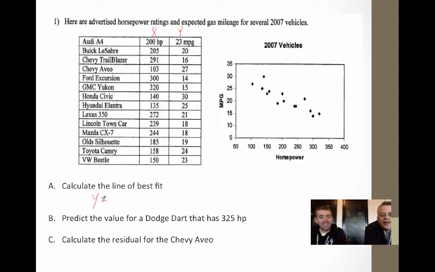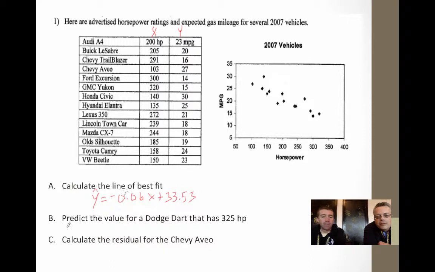Yeah. It is y hat equals negative 0.06 x plus 33.53. Okay, very key to remember the y hat. Don't just put y. So y refers to an actual data value. And this is the predictor relation. Okay, so it says predict the value for a Dodge Dart that has 325 horsepower.